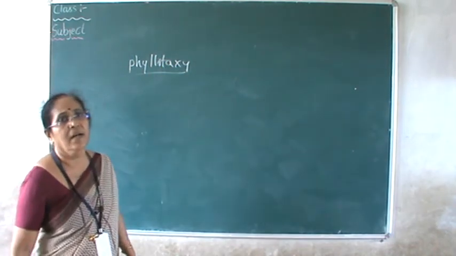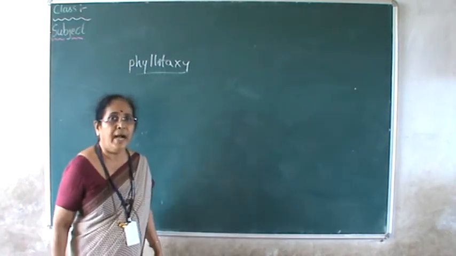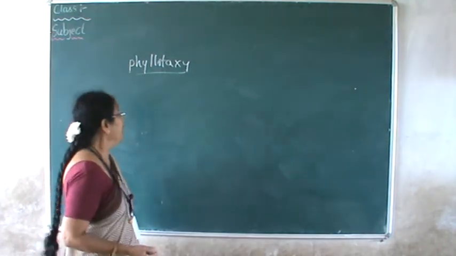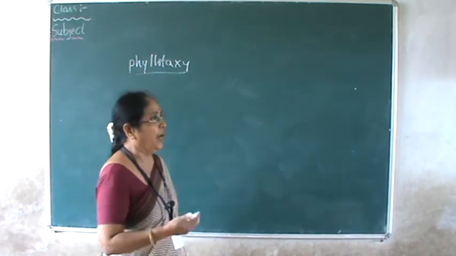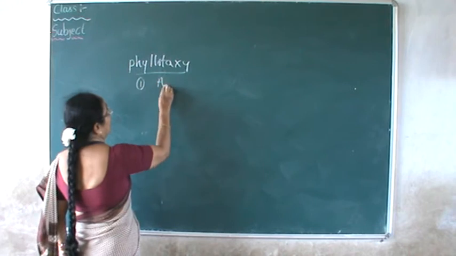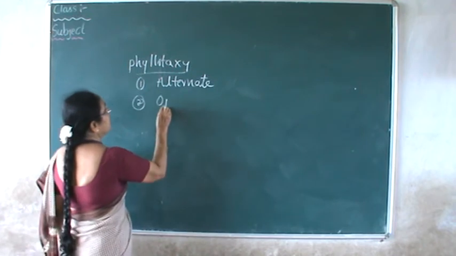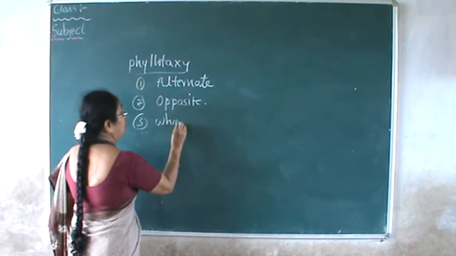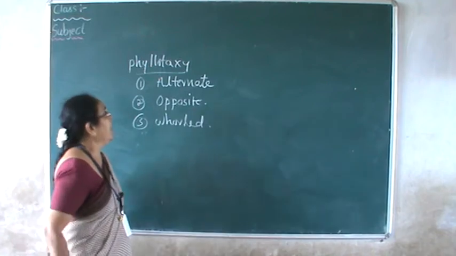Phyllotaxy is the actual arrangement of leaves on the stem at the nodal region, how they appear over the stem at the nodal region. To describe the phyllotaxy in angiospermic plants, we have to check the different types. The first type of phyllotaxy is called alternate. The second is called opposite. And the third is called whorled. Alternate, opposite or whorled kind of phyllotaxy.